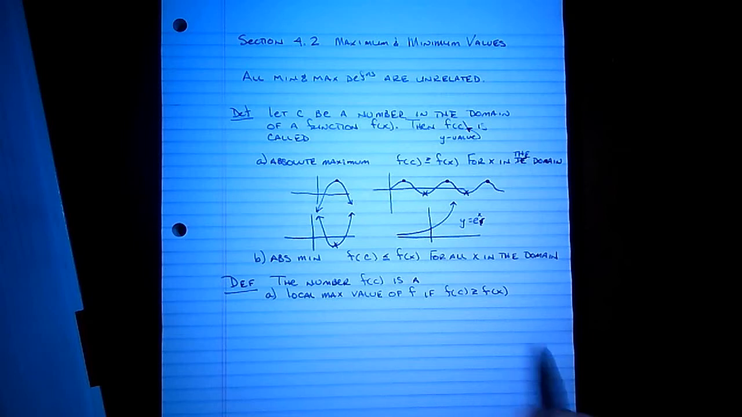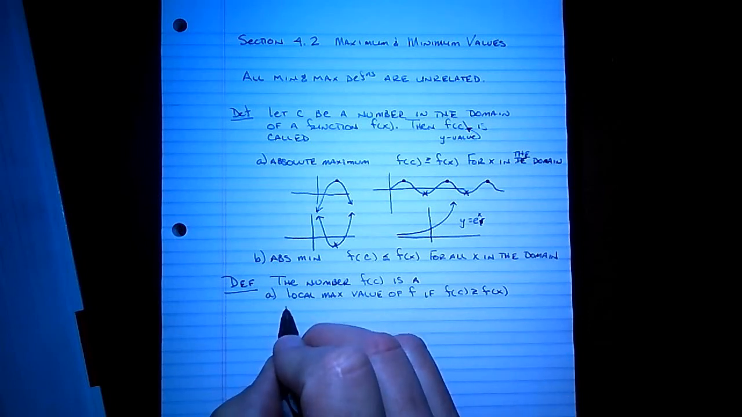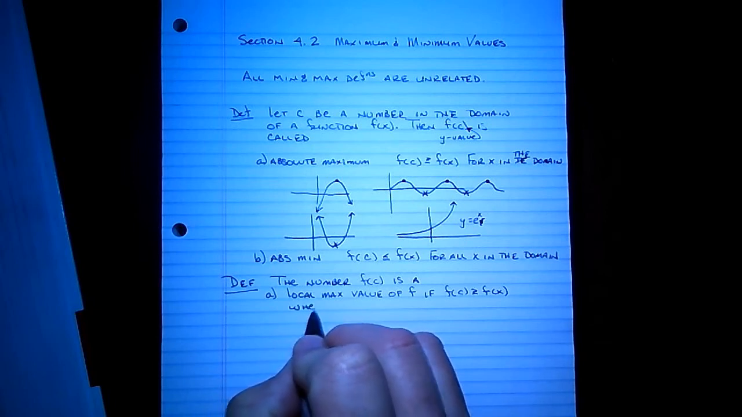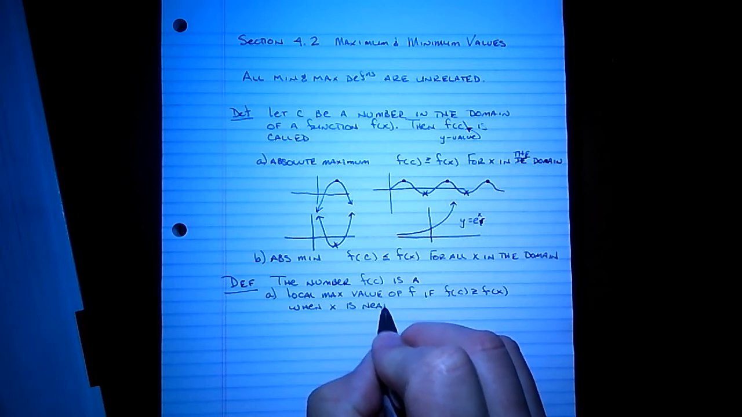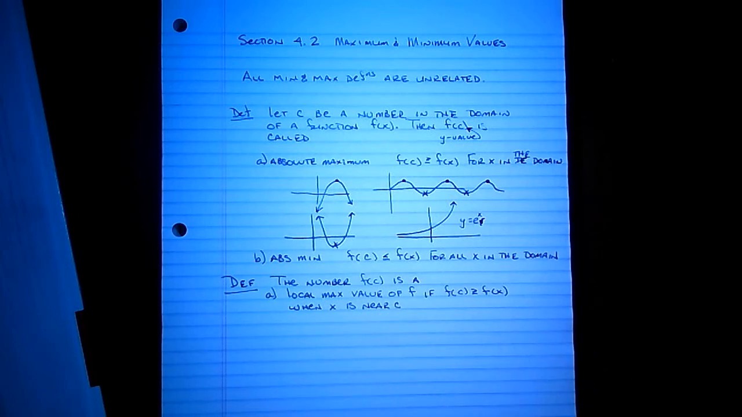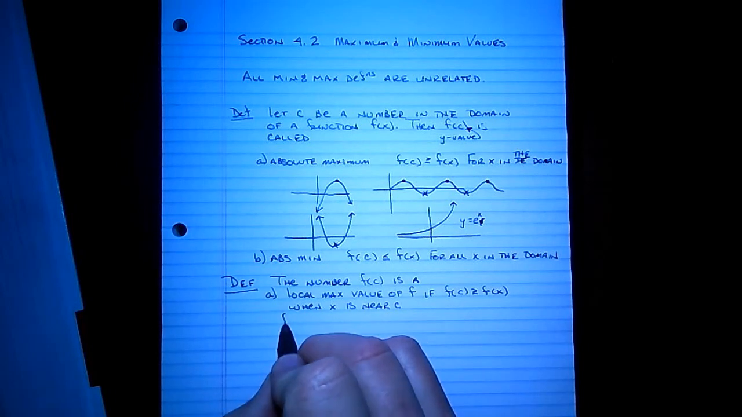All right. The most important part of the definition of a local maximum is what follows from here. Local maximum value of f if f of c is greater than or equal to f of x. And now we get an innocent sounding phrase: when x is near c. Now while that phrase sounds innocent, it is not.